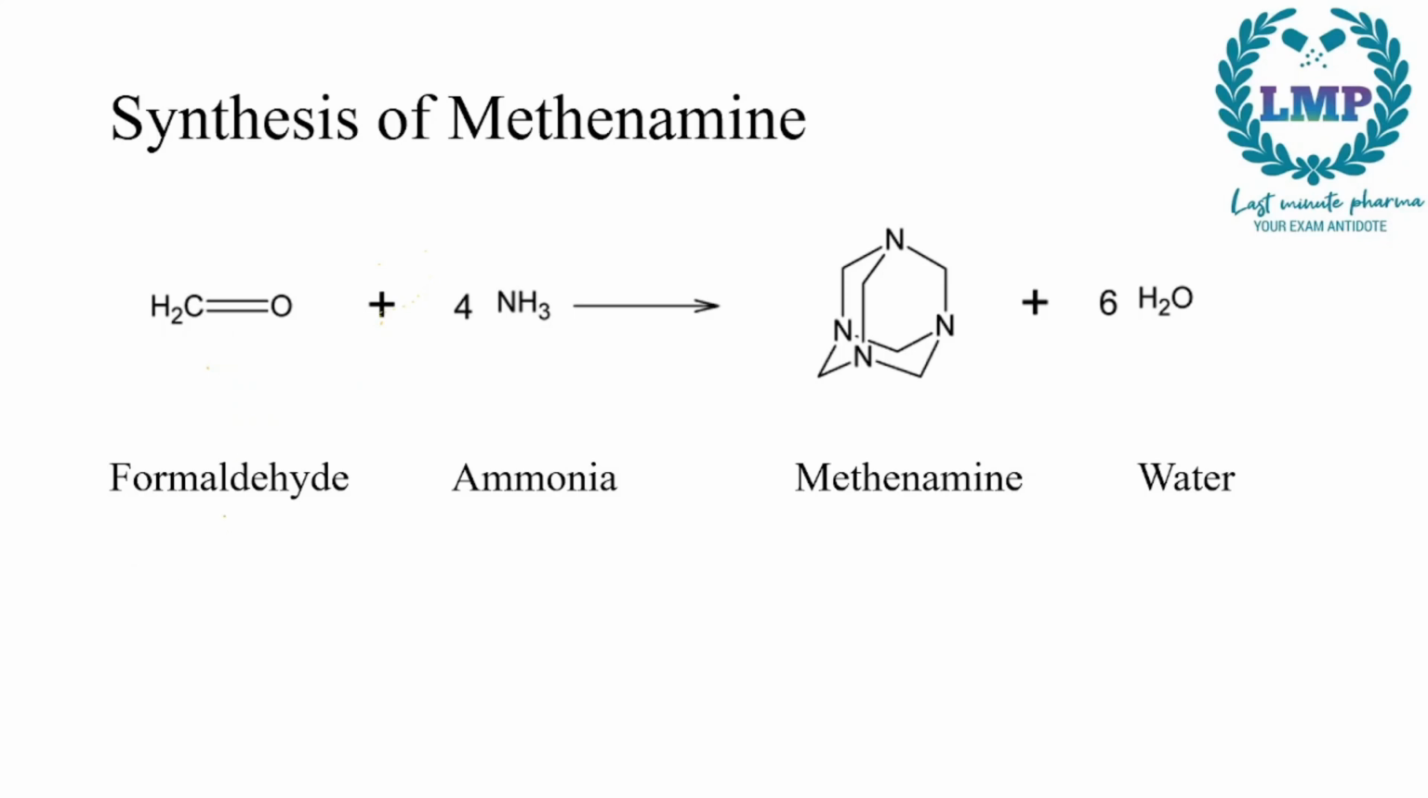So for the synthesis of methenamine, we will take the starting material of formaldehyde. So H, C double bond O, H, a formaldehyde, and we will add ammonia to it. So NH3, 4 molecules of ammonia, and we will do cyclization.